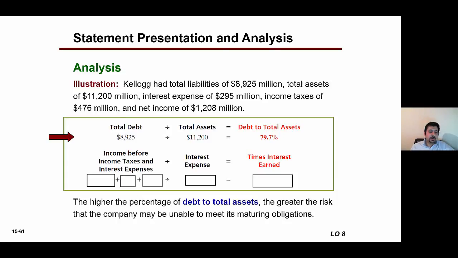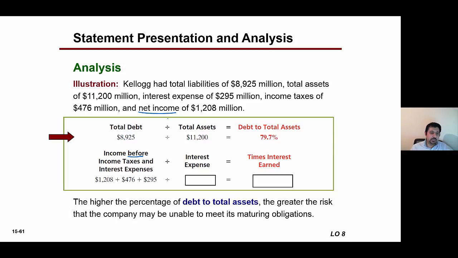And the second one, which is times interest earned, we look at the income before income taxes and interest expenses. So here we have to add back income taxes and interest expenses to the net income. Remember, the company's net income means that the company has already paid taxes and interest expenses, so we have to add them back. So it's income before income taxes and interest expense.